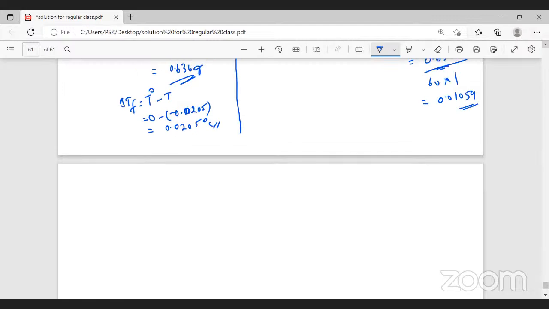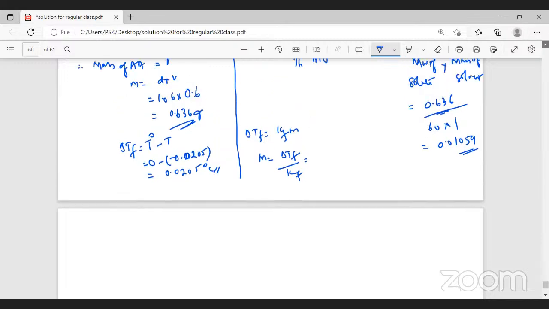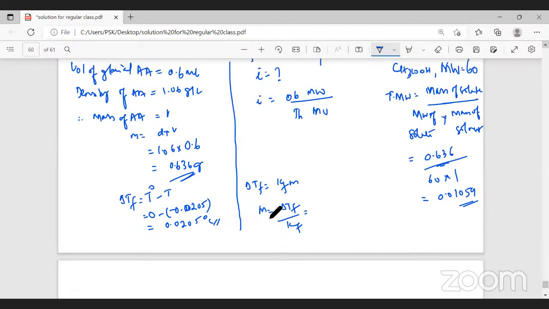See, molality, we also know the formula: delta Tf is equal to Kf into m, molality. What is molality now? Delta Tf by Kf. Delta Tf we calculated just above; it's 0.0205. Kf is 1.86. Therefore, molality is 0.01102. This is the molality.